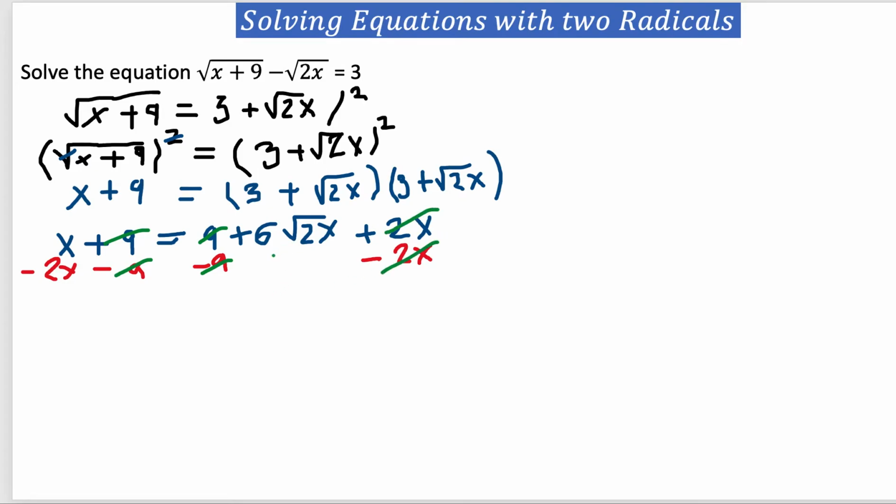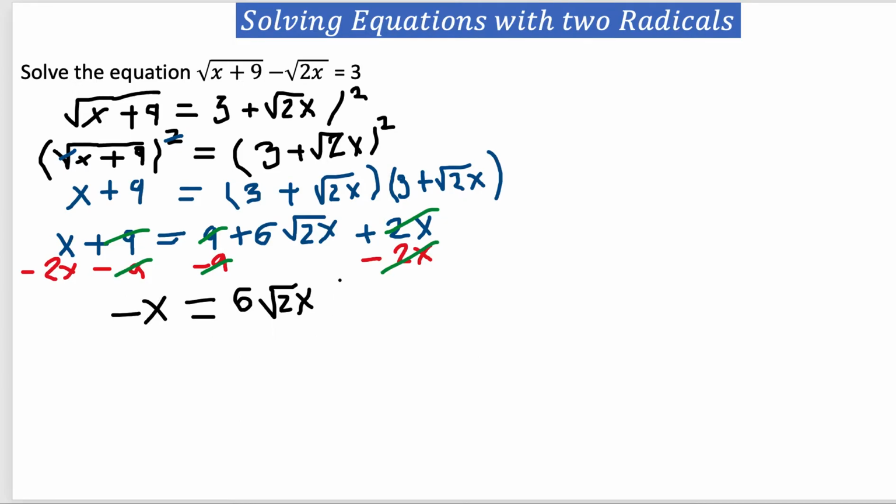What remains on this side? On this side remains just 6 times square root of 2x. With every step that we do, we come to a better position. x minus 2x is minus x. And now we are in a much better position.